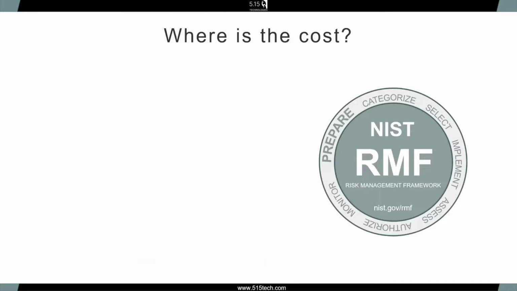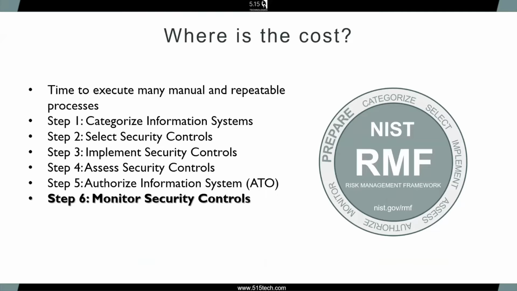So aside from the challenge, there's cost associated. When you think about RMF, or risk management framework, you have a few steps to get to the point where you actually have an authorization to operate. The first one is obviously categorizing your information systems, selecting your security controls, implementing your security controls, assessing them, then getting your ATO, and then moving into that monitoring phase where you're monitoring those security controls.